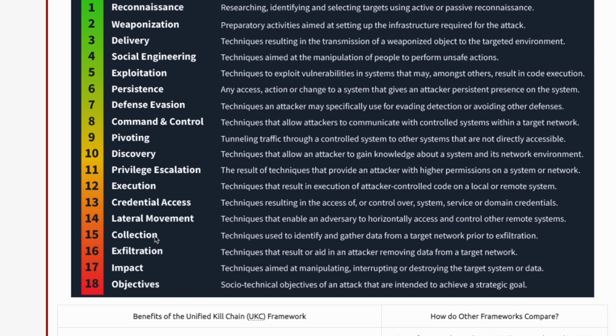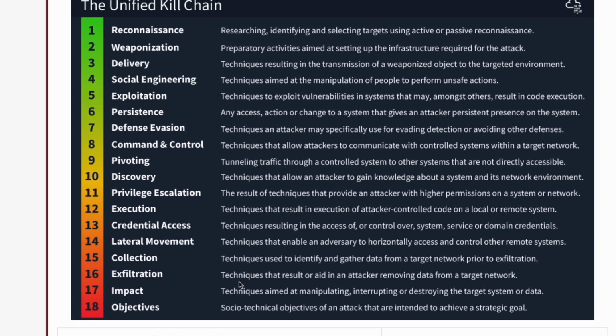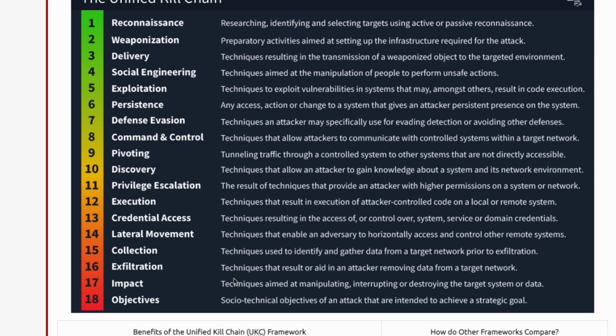Then once you've gotten the highest level of privilege that you can, you start collecting, so you identify and gather data from a target network, and then you exfiltrate. You identify and gather the data, and then you transfer out. You export the data from the target network, and now you can manipulate, interrupt, or destroy the target system or their data, and you finally achieve your objectives, which could be a number of different things, right? So this is a much more detailed version of the cyber kill chain, and you can see why.